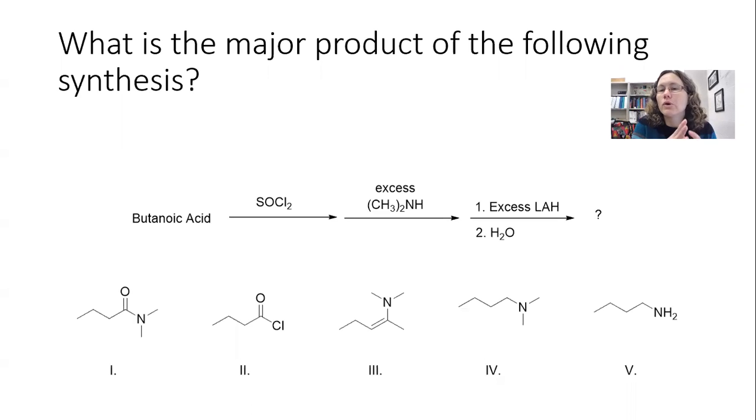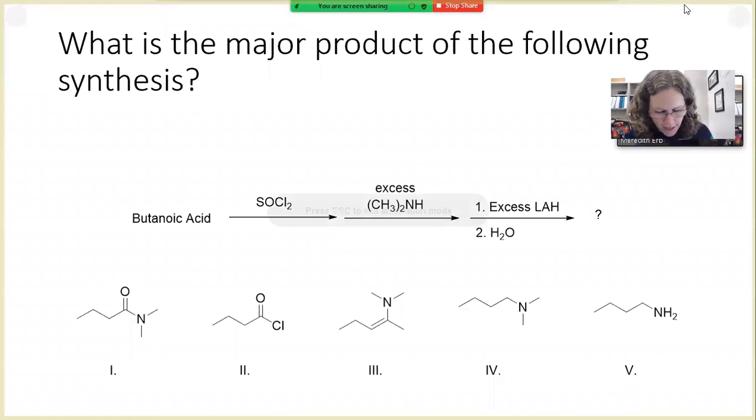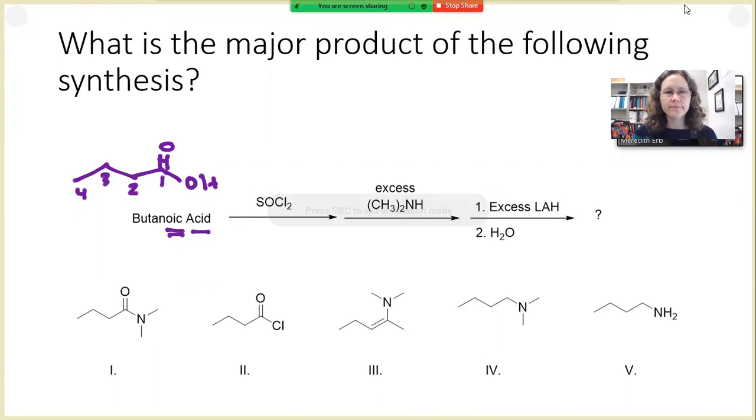So let's go ahead and think about what does butanoic acid look like, and then what happens after each one of these reactions. So butanoic acid is a carboxylic acid. We know that because it ends in oic acid. So 1, 2, 3, 4 is butanoic acid.